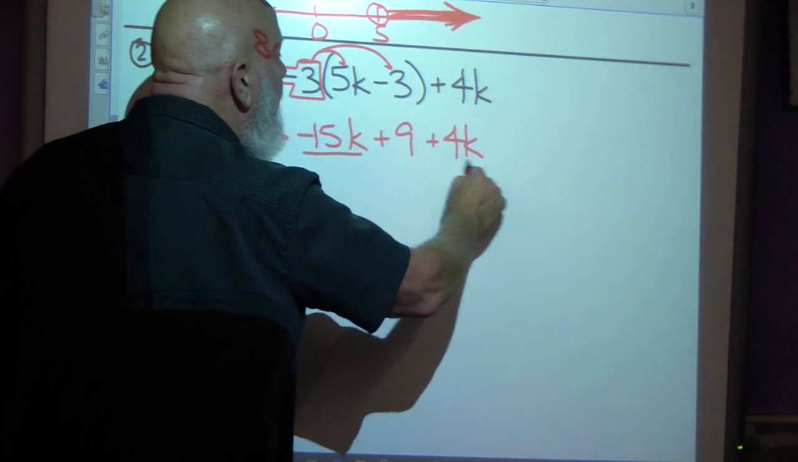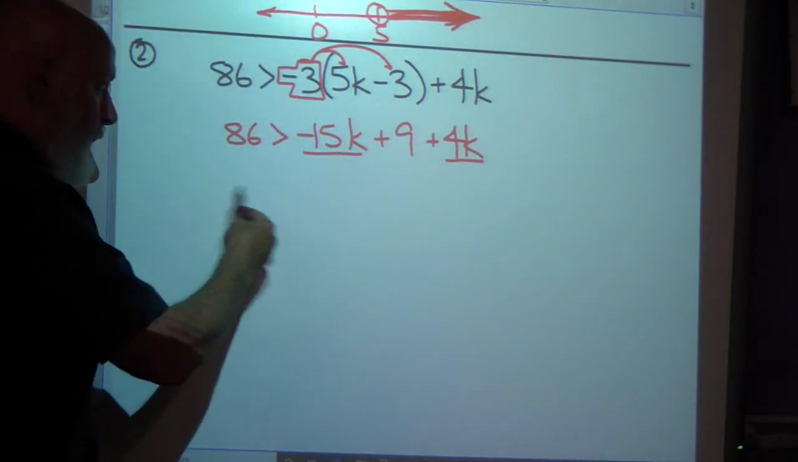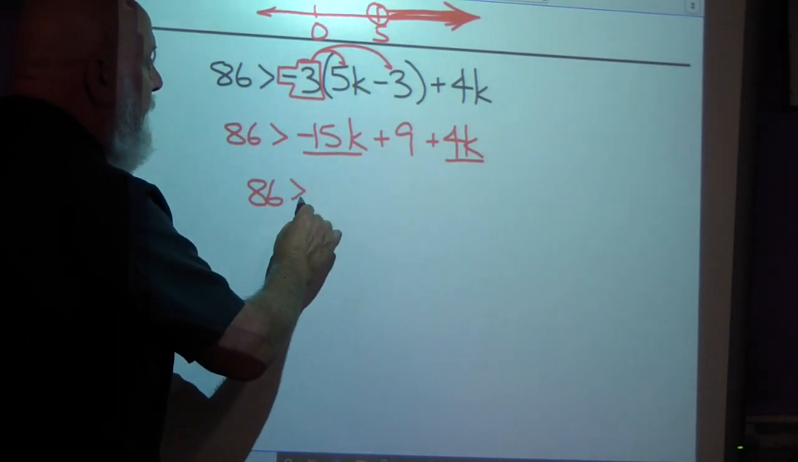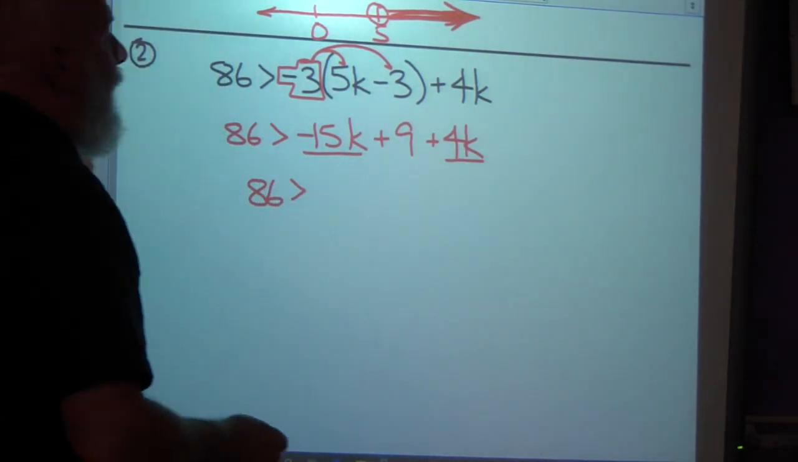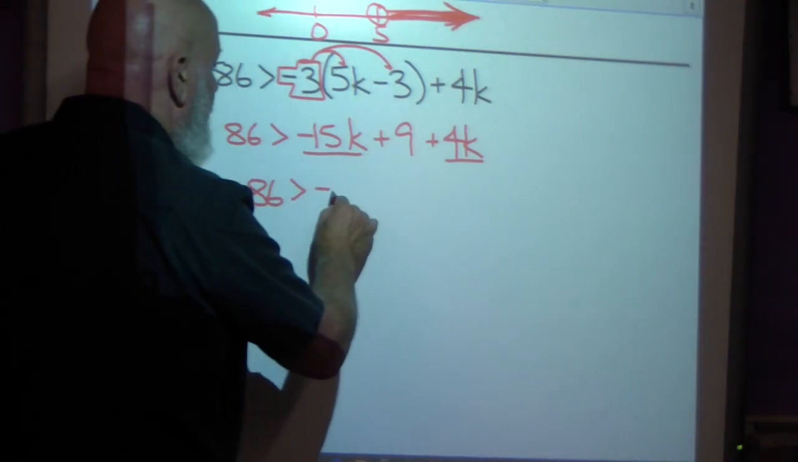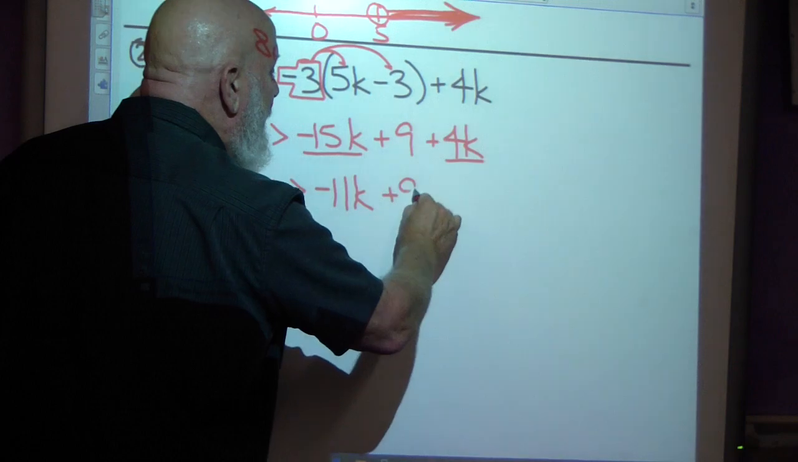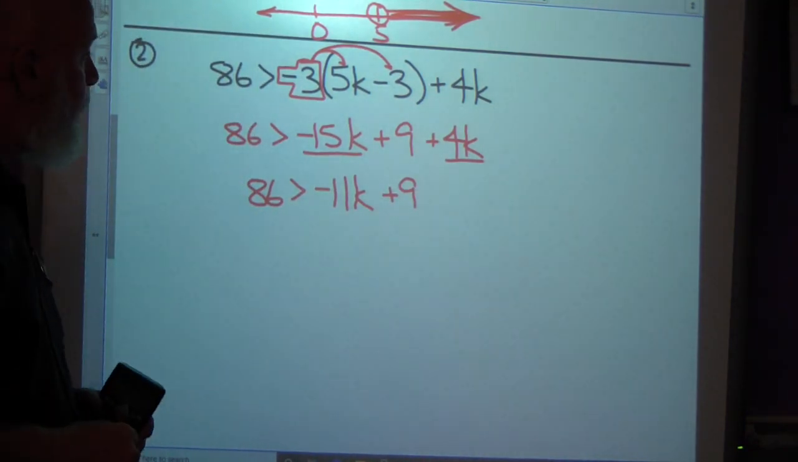And I see that these two will combine. And so I'm going to rewrite the whole thing again, because I'm not in a hurry. I'm trying to get the right response. Negative 15K plus 4K, what is that, negative 11K? And this plus 9 won't combine with anything, so I just bring it down.